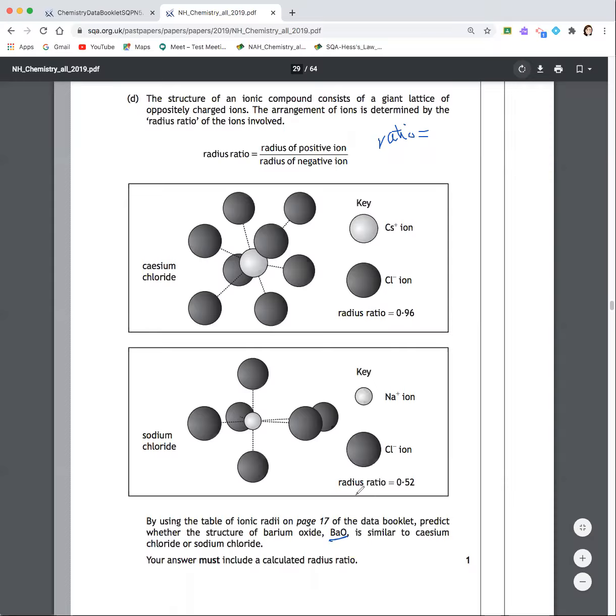If you turn to page 17 of the data booklet, you will find the ionic radius of that one, which is down near the bottom. So that's 135, which goes on the top, as it's the positive one. And then the negative ion is the oxide ion, which has an ionic radius of 140. If you put that into your calculator, you will get 0.96. Like it says down below, you need to include this calculation in your answer. If you then compare that to the two you've been given already, that means it's more similar to cesium chloride. So you need to also make a statement to that effect, stating that it's more similar to cesium chloride.